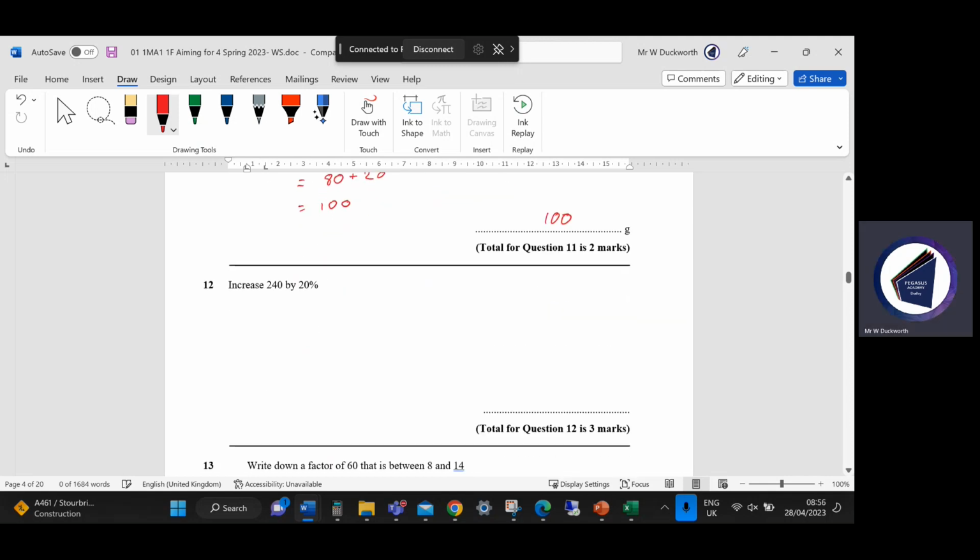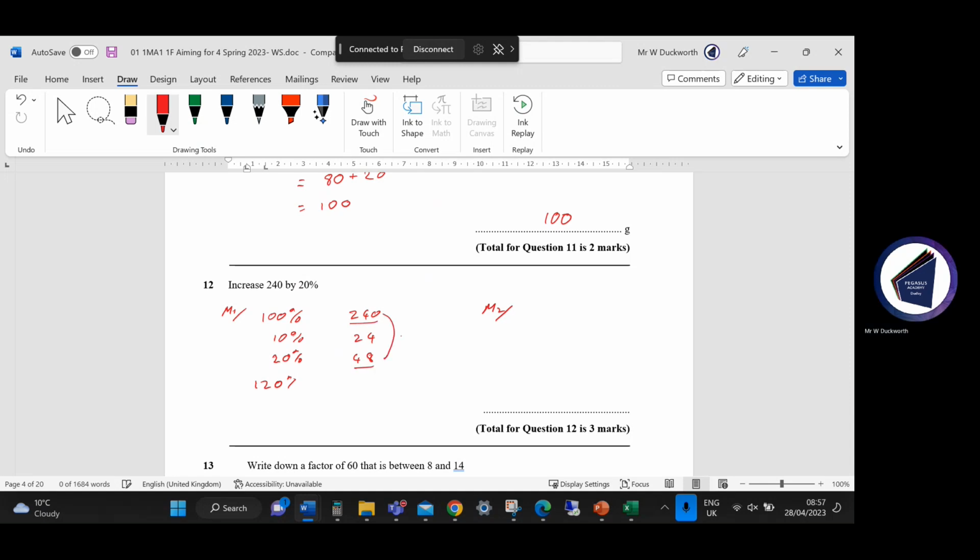Question 12, increase 240 by 20%. So you've got 2 methods for this, really. My preferred method will be much quicker. So if I say that the full amount is going to be 240, I'm going to break it down by saying that 10% would be 24, and 20% then would be double that, 48. So 240 plus the increase would be this value plus this value, which would give me 288.